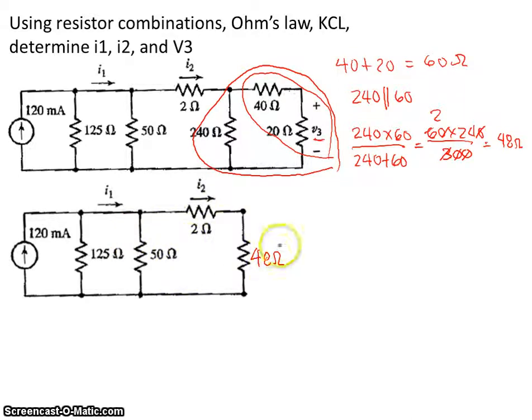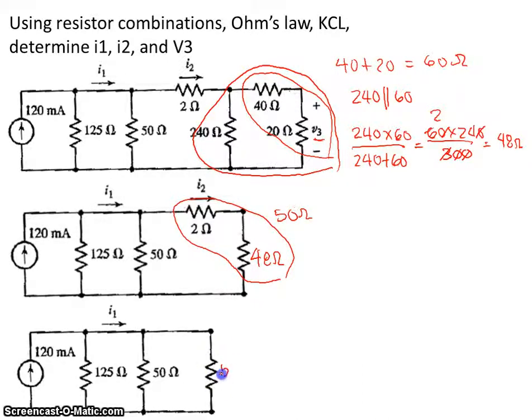Still I cannot find I sub 1 and I sub 2, so I keep combining. I'm going to combine these two into one, and this is going to be a 50 ohm resistance. So now that I have this 50 ohm resistance, I can see that I have these three resistors in parallel, but still I cannot determine I sub 1.